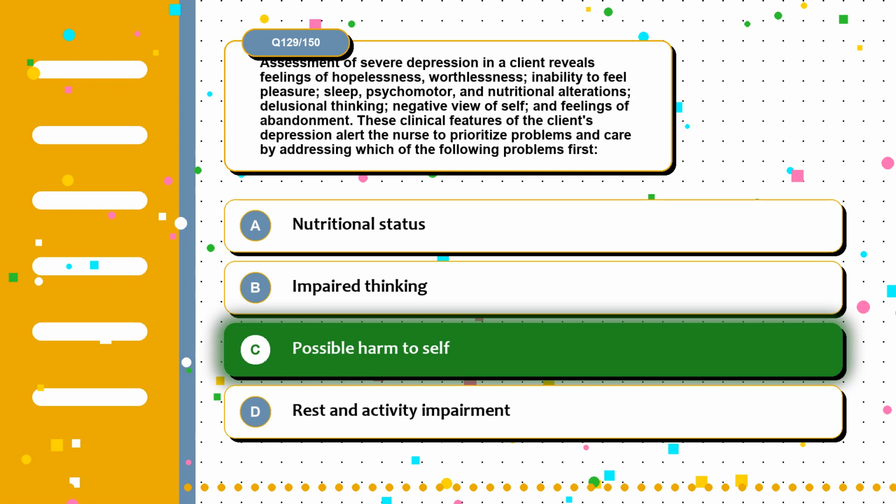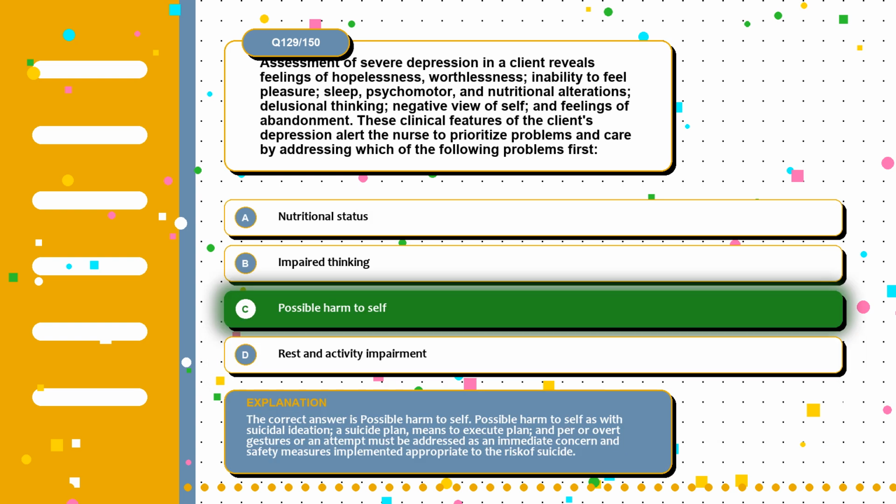The correct answer is option C, possible harm to self. Possible harm to self, as with suicidal ideation. A suicide plan means to execute the plan, and prior or overt gestures or an attempt must be addressed as an immediate concern and safety measures implemented appropriate to the risk of suicide.